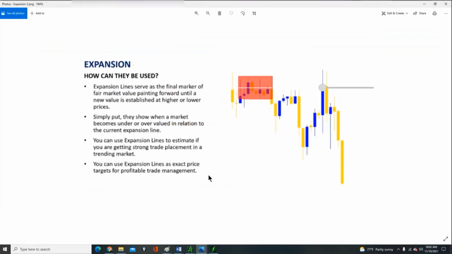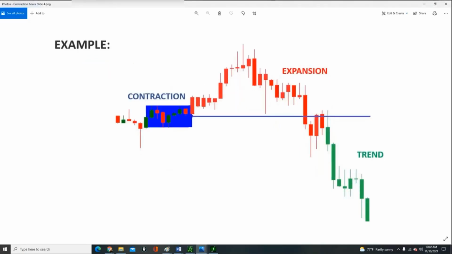Now, you can use expansion lines to estimate if you're getting strong trades. So let's go into... I'm looking at my other screen really quickly. Let's pull up this one. Contraction, expansion, trending. So remember, this is where people get chewed up.